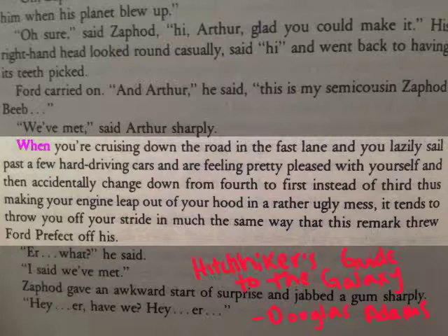It tends to throw you off your stride in much the same way that this remark threw Ford Prefect off his. Alright, so obviously this sentence is about as much of a wreck as the car that the author is describing. It's very, very long. And the introductory phrase goes on basically forever.